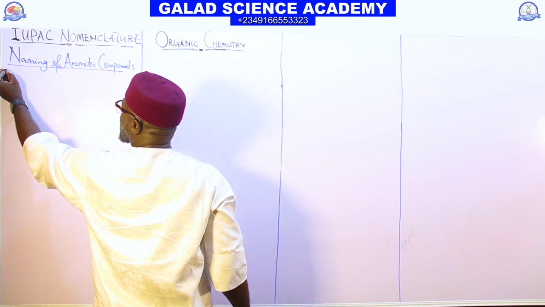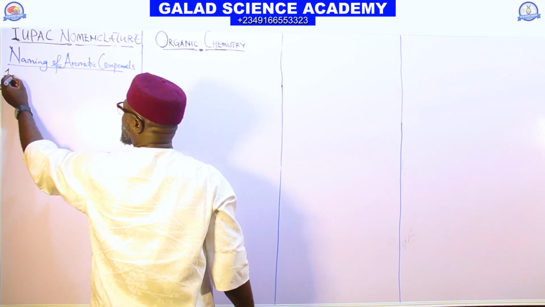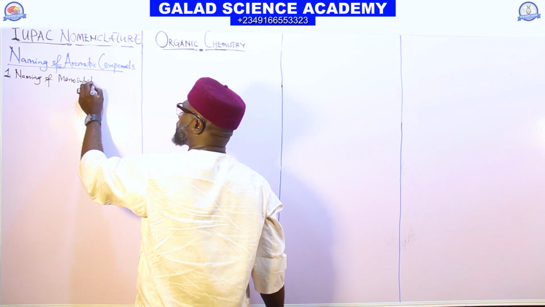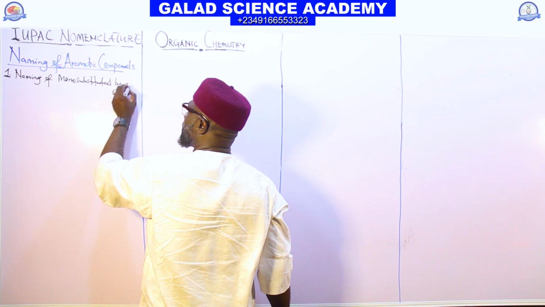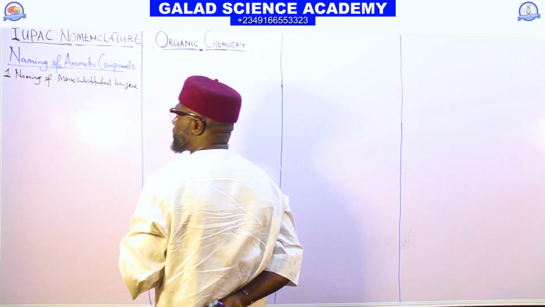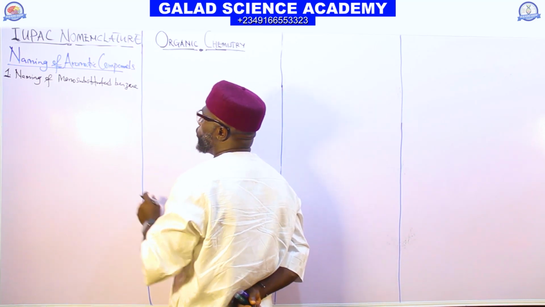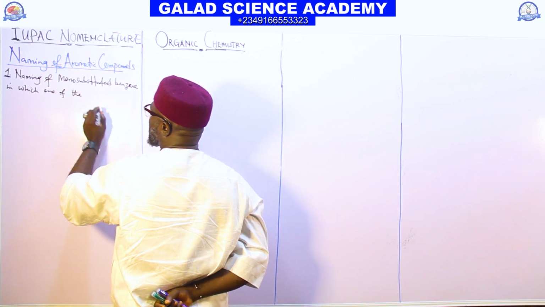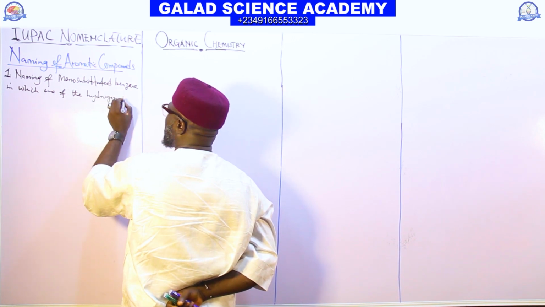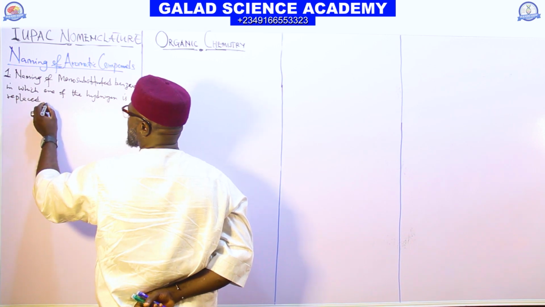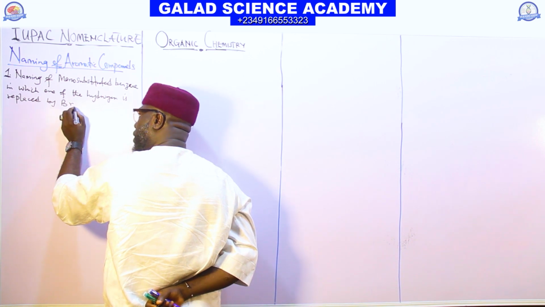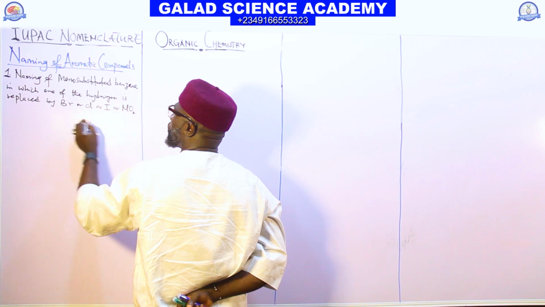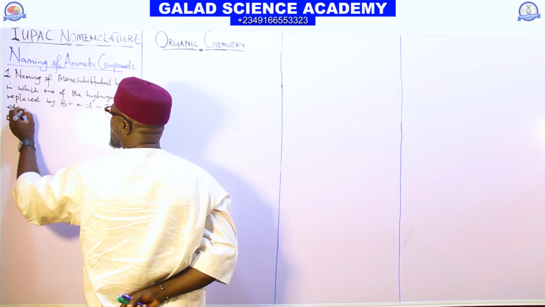One. The first one, we call it naming of monosubstituted benzene, in which one of the hydrogens is replaced by bromine or chlorine or iodine or NO2, etc.